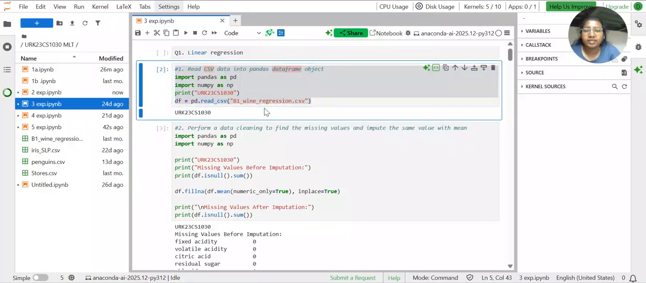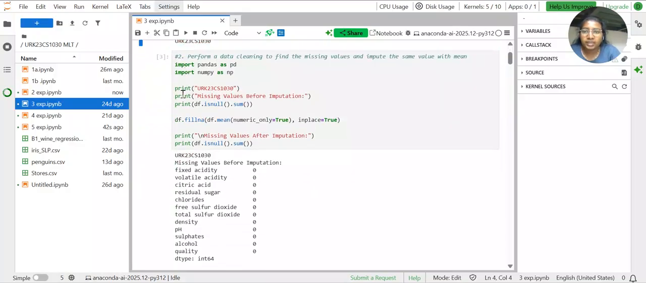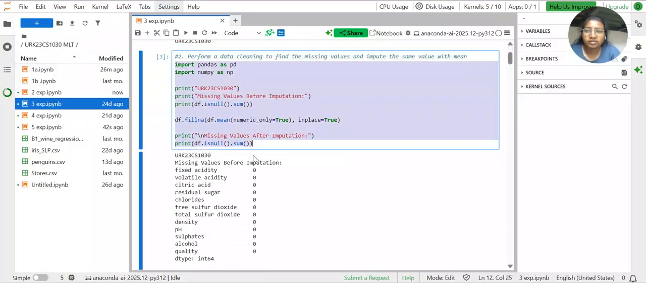First, I read the data set, like the wine regression CSV, using the pandas read_csv function and stored it in the data frame. Next, I have performed the data cleaning. I have checked for the missing values using isnull and replaced them with the mean of the column.